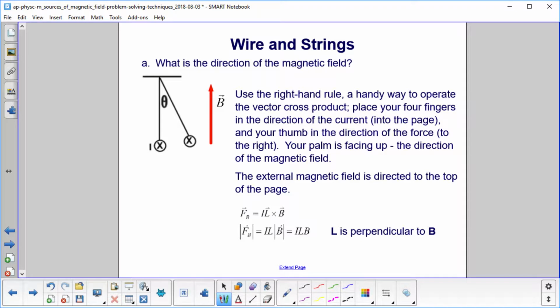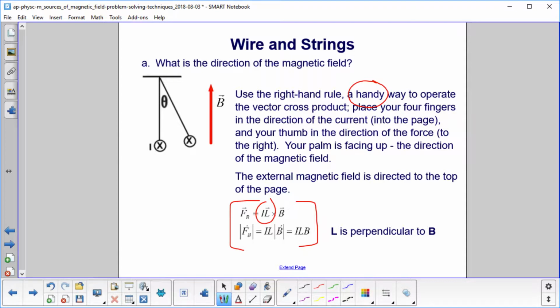Use the right-hand rule, which is a handy way, get it, to operate the vector cross product. And right here, this tells you the force, the magnetic force on a current carrying wire in a magnetic field. So this L cross B means that the force will be perpendicular to the direction of the current, right? That's what L is telling you. That's the direction of the current. And it'll also be perpendicular to the magnetic field. So you have three quantities perpendicular to each other.